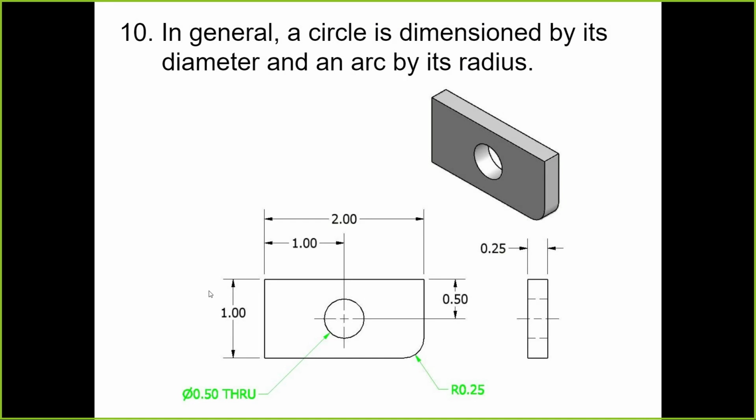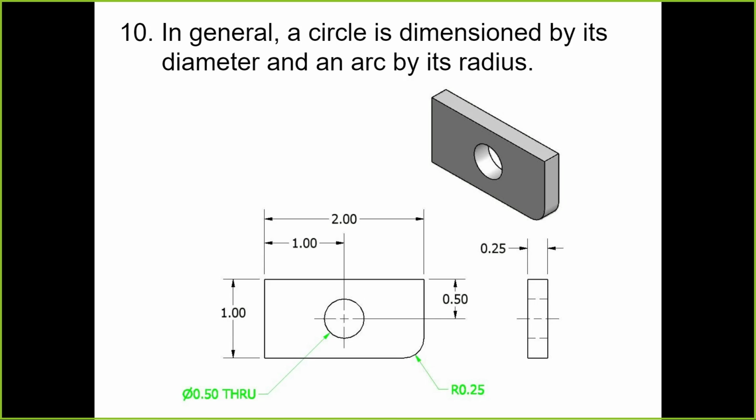So, if you look, the two green things on the bottom, the full circle, look at this full circle, more on the left. It says 0.5 through. That means a couple things. The circle with a line through it before the number means it's a diameter. That means the entire distance from one side of the circle to the other side of the circle is a ½ inch. The through just means it's cut all the way through. It's not like a certain depth. It's all the way through.